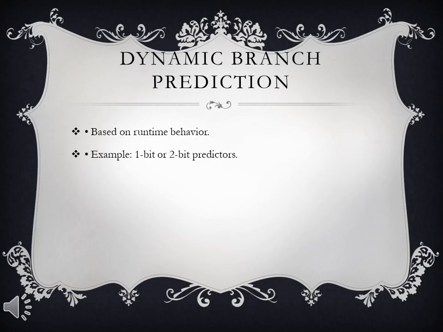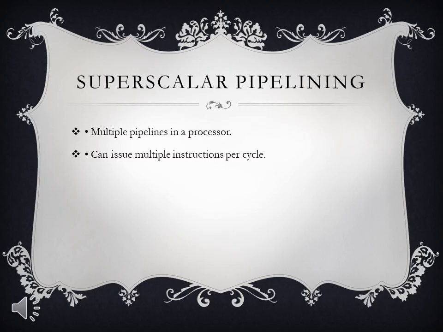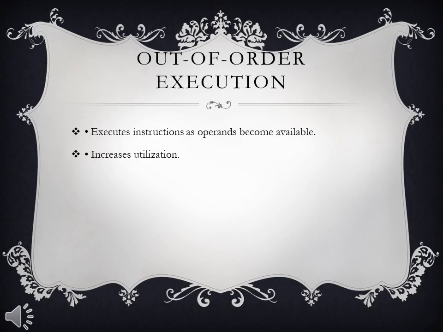Superscalar processors use multiple pipelines to fetch and execute more than one instruction per clock cycle. This enables higher instruction throughput and better CPU performance. Out-of-order execution allows instructions to execute as soon as operands are available, regardless of their original order. This maximizes the usage of available resources and avoids unnecessary stalls.